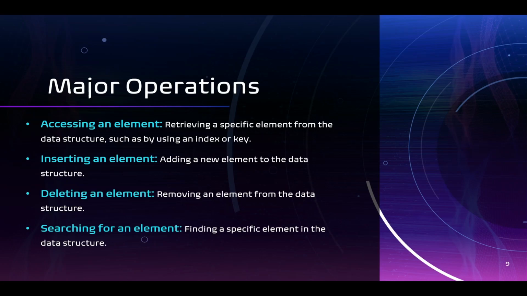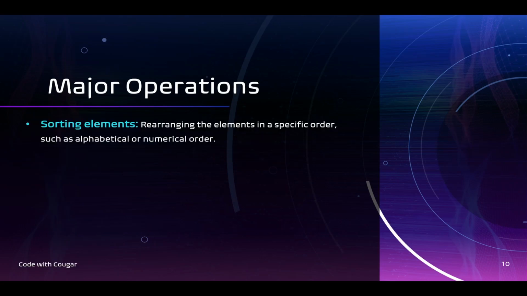Next, we have the searching operation, so that we can traverse through the elements in a data structure and search for a specific element. We have then the sorting operation. This operation involves arranging or rearranging the elements of a data structure in a specific order, such as alphabetical or numerical order. For example, sorting an array in ascending or descending order.